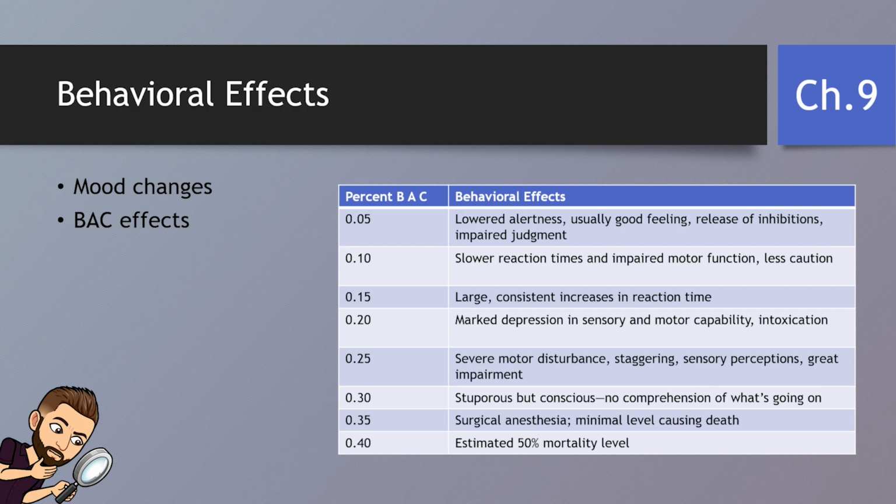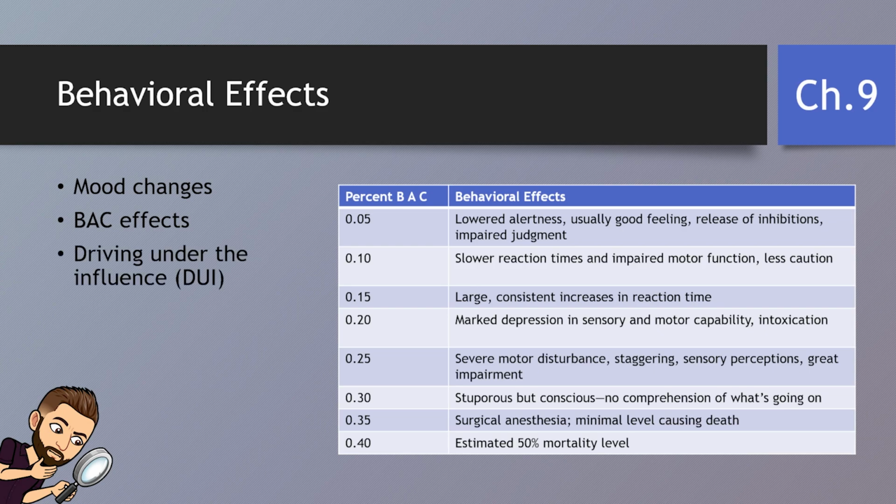When we talk about the BAC effects, we can of course see some of these higher ones. One of the most important ones to point out here is probably around that 0.25 BAC level, where we really start to see severe motor disturbance, oftentimes staggering, sensory perception issues, and that significant level of impairment. So 0.25 is a pretty good point to note as starting to get into some problem areas.